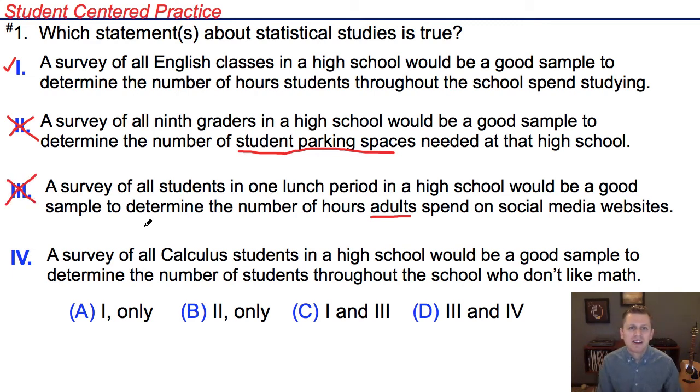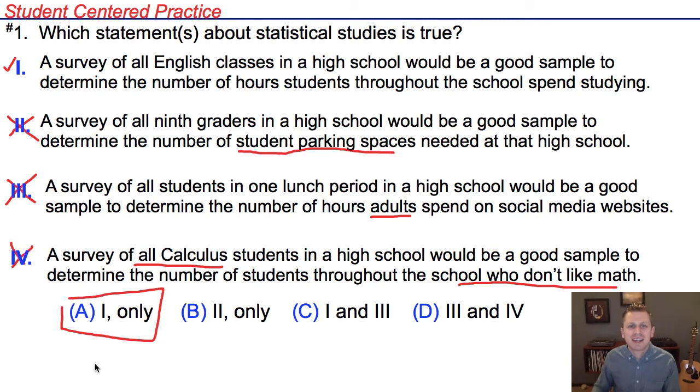Looking at 4, a survey of all calculus students in a high school, that would be a good sample to determine the number of students throughout the school who don't like math. This one is not a good choice either. If the population that I want is students who don't like math, I probably shouldn't be asking students in a calculus class. Calculus is a very upper level math course. So students there have obviously done well in math, and generally speaking, students that have done well in math probably like it. So this would be a poor sample of this population, meaning the answer choice is choice A.